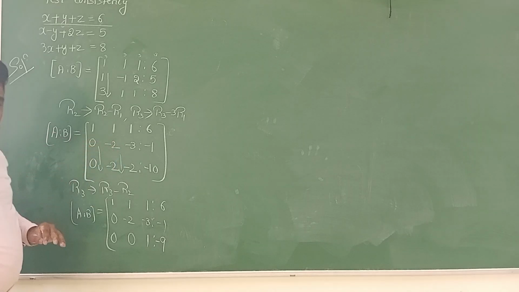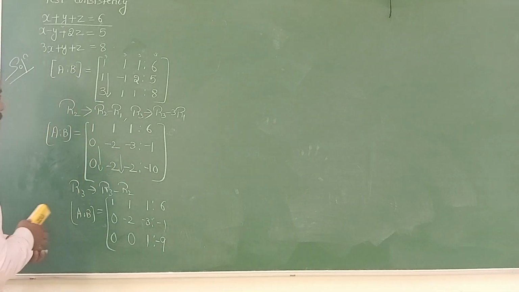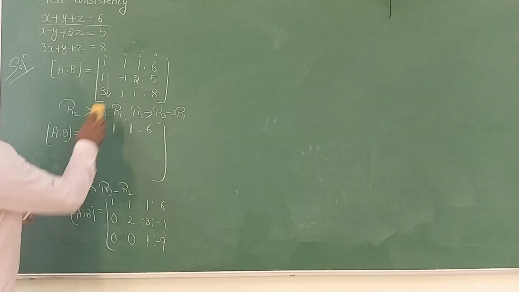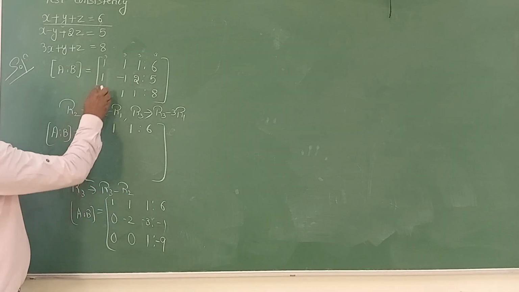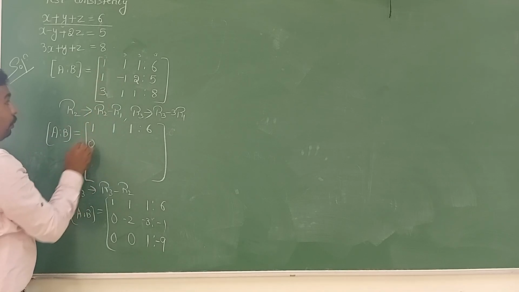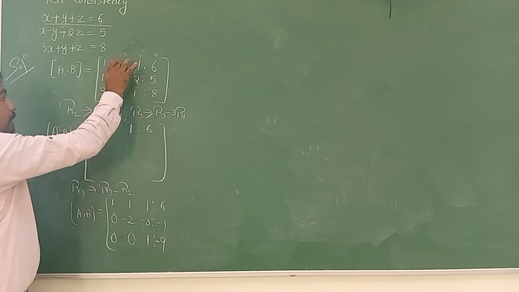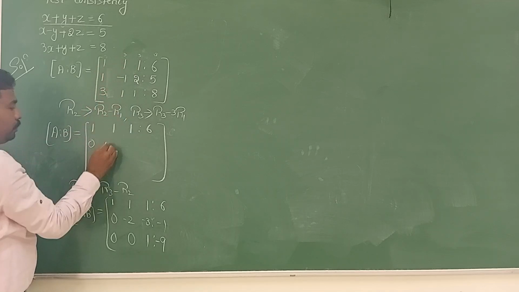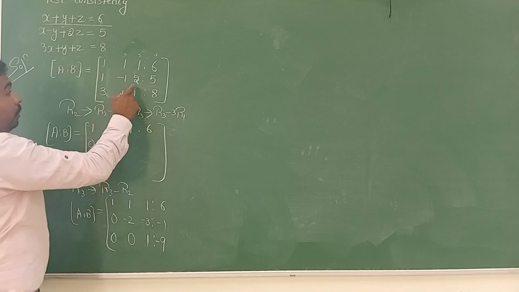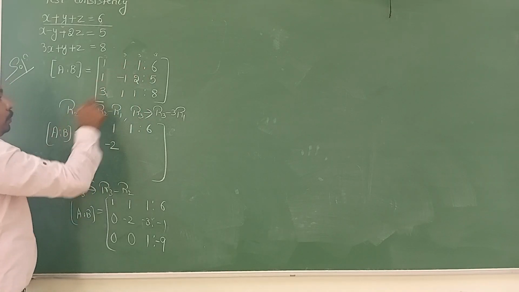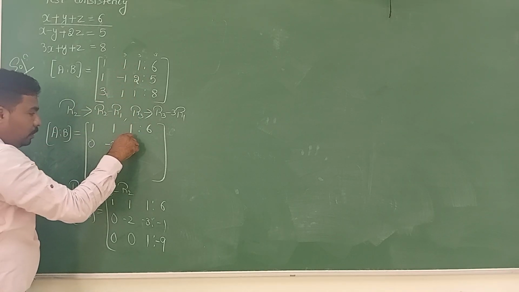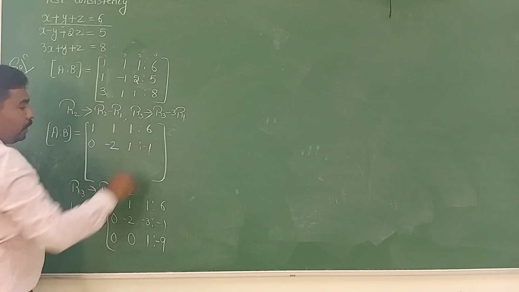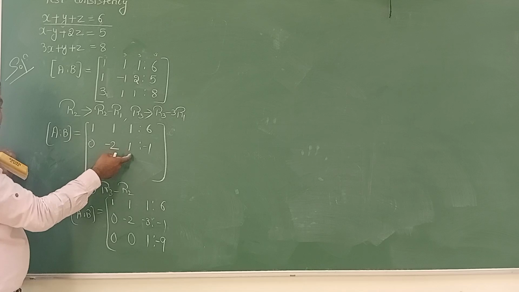I think I've made a mistake. Let me re-look into the operations and check it once again. 1 minus 1 is 0. Minus 1, minus of minus 1, because R2 minus R1. 1 minus 1 is 0, minus 1 minus 1 is minus 2. 2 minus 1 becomes 1. 5 minus 6 becomes minus 1.